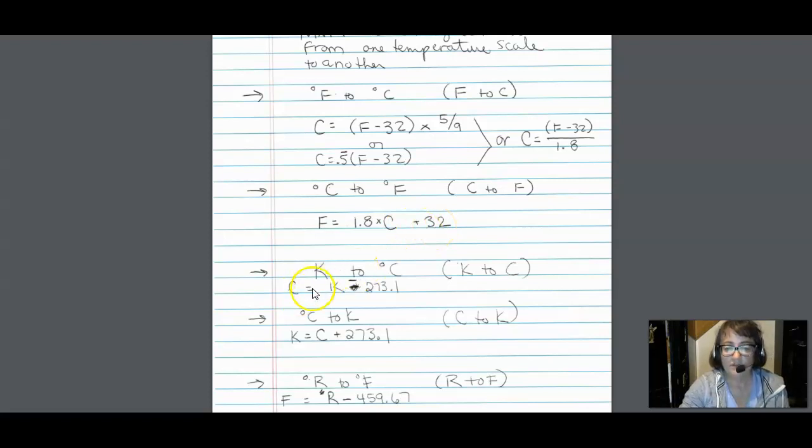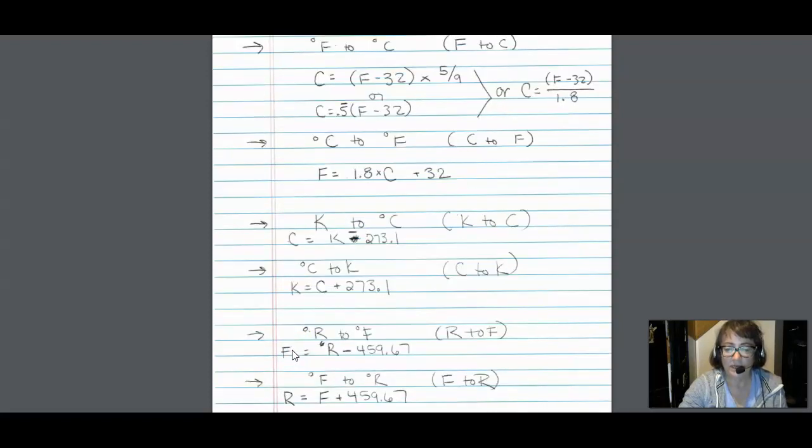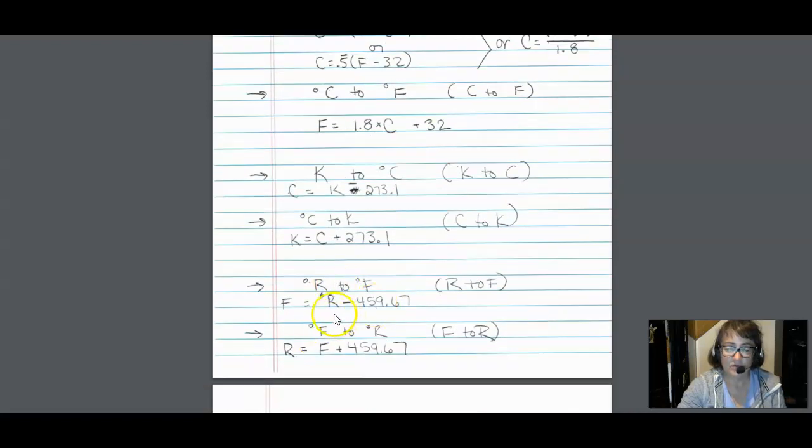All right, to convert from Kelvin to Celsius, since I said they're the same size of degree, all you do is you take kelvins and subtract off 273.1 to get Celsius, or you take Celsius degrees and add 273.1 to get kelvins. And Rankine and Fahrenheit have the same sort of a relationship, where if you have degrees Rankine, you just subtract 459.67 to get Fahrenheit. And if you have Fahrenheit, you add 459.67 to get Rankine.